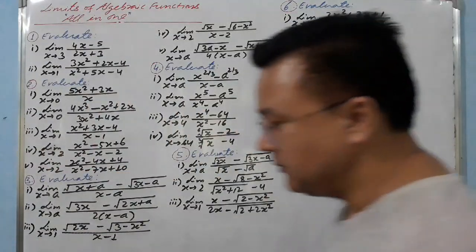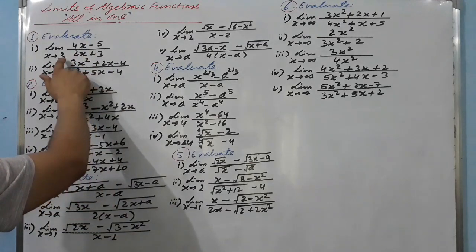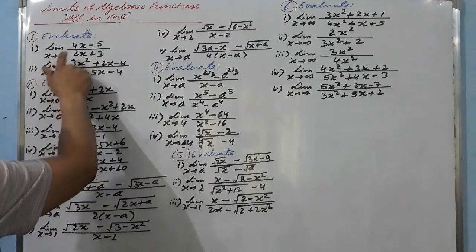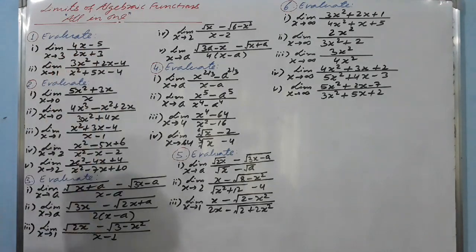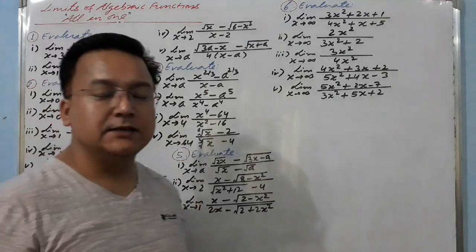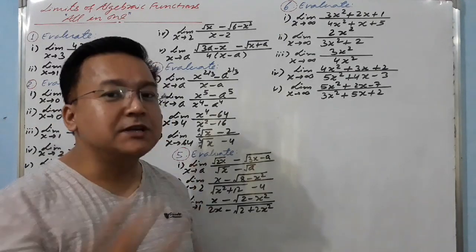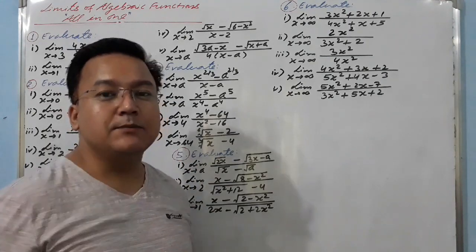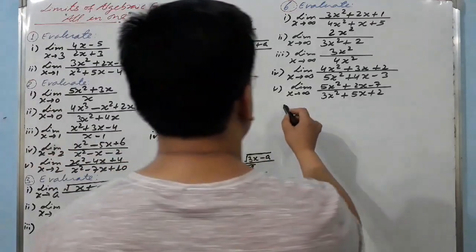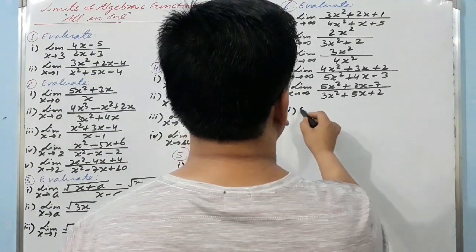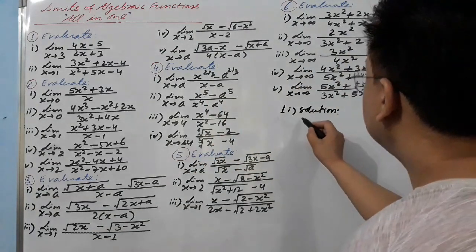Firstly, let me tell you the nature of the question. If you put the value of x as 3 directly here, 4 times 3 minus 5 over 2 times 3 plus 3, you are not going to get an indeterminate form. This means you do not have to simplify. At that time, the limit of the function will be equal to the value of the function. I will show you one question and how to solve it.